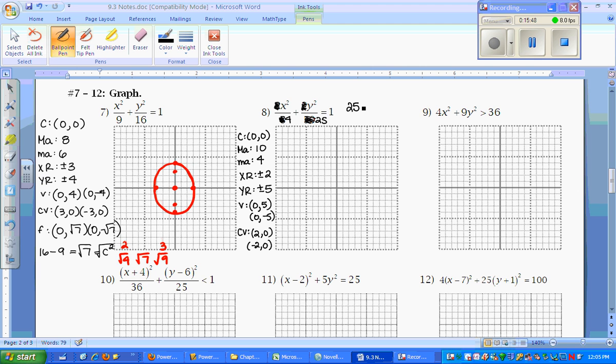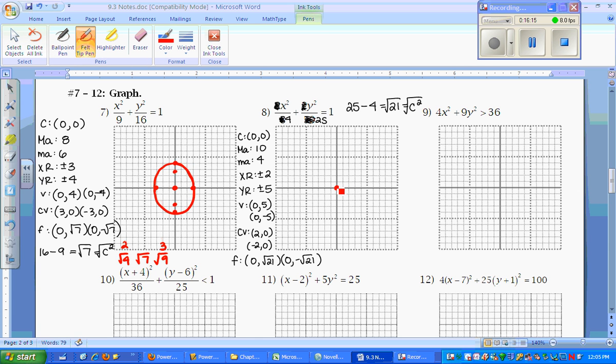My foci, I'm going to take the bigger number, which is 25, and subtract the smaller number, which is 4. It gives me 21. That's my c squared, so I square root it. My foci go along with the vertices and the major axis, which is the y-axis. So I'm going to go to (0, √21) and (0, -√21).